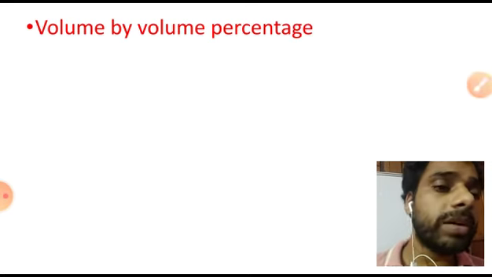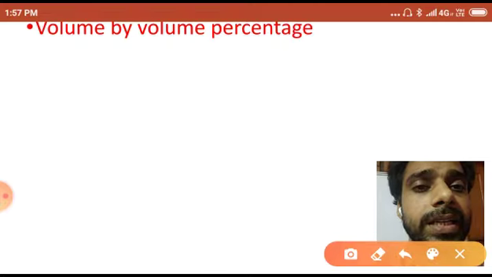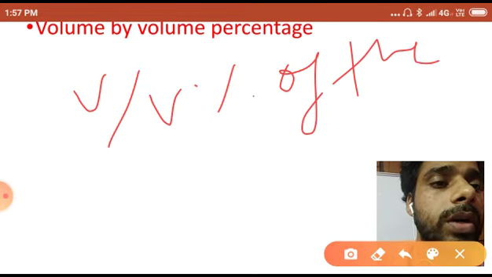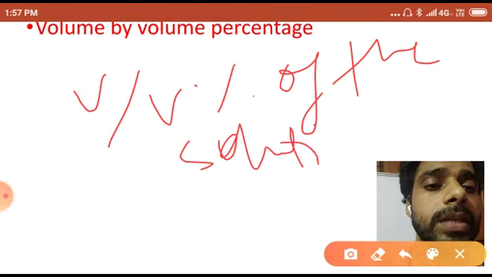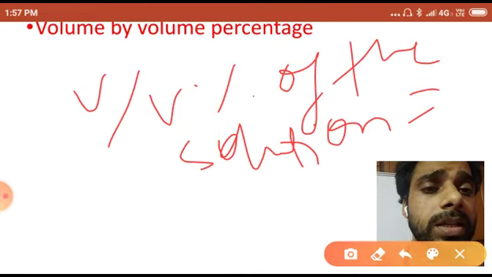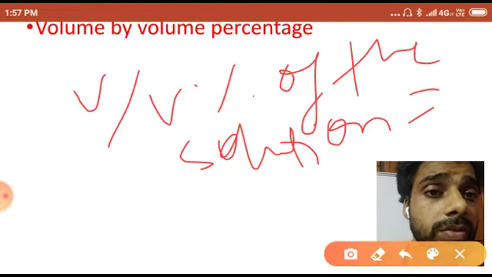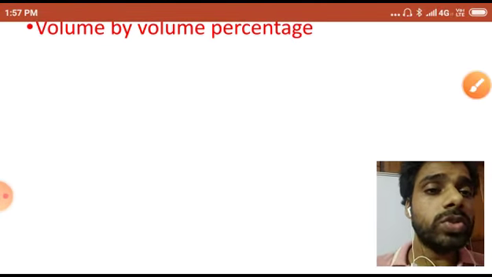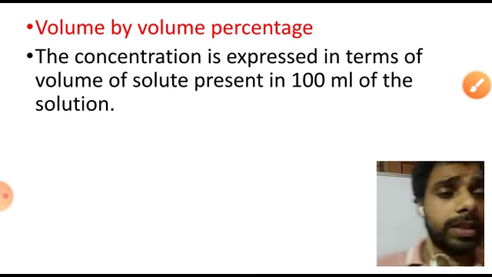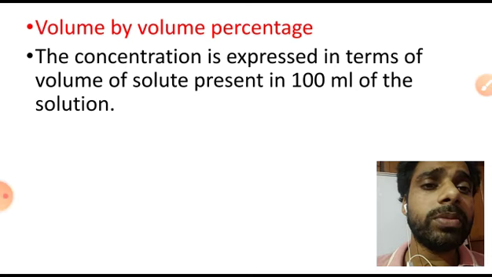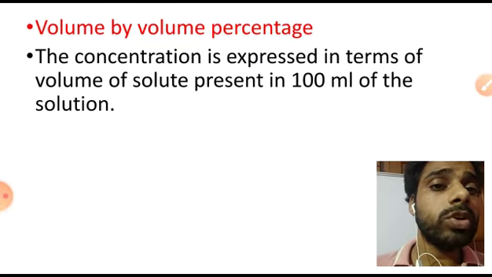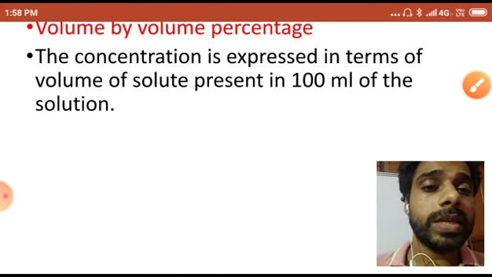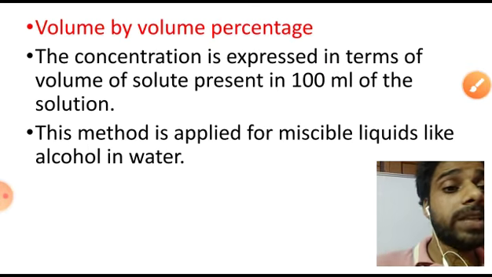Now we will see volume by volume percentage. Here it is clearly indicated: v by v percent of the solution is equal to volume of solute upon volume of solution into 100. Like that you can find the volume by volume percentage. And what is written over there? The concentration is expressed in terms of volume of solute present in 100 ml of the solution. The method is applied for miscible liquids.